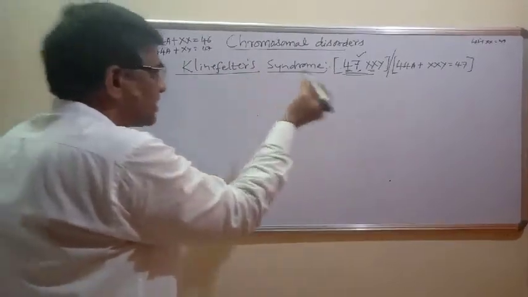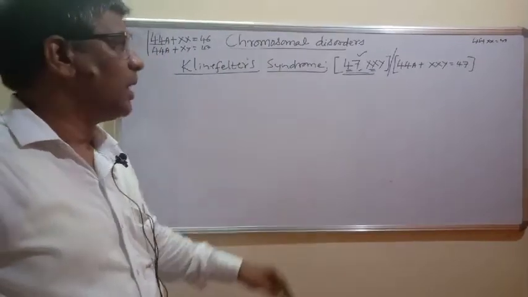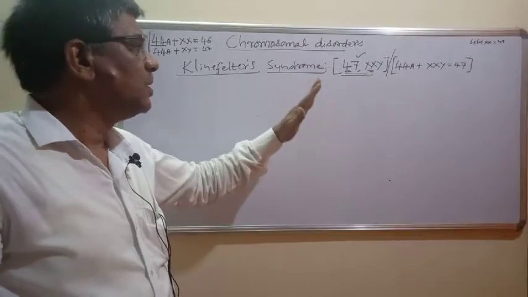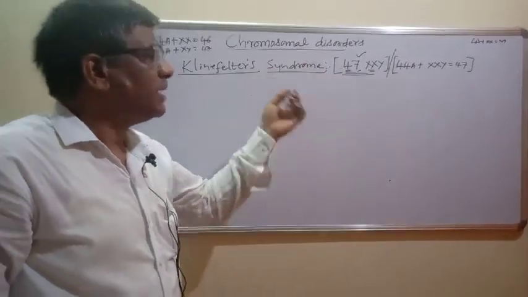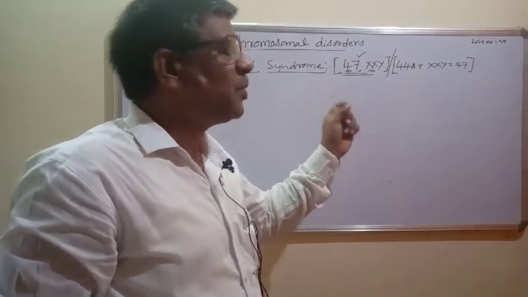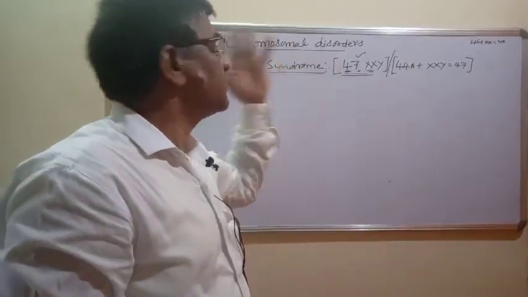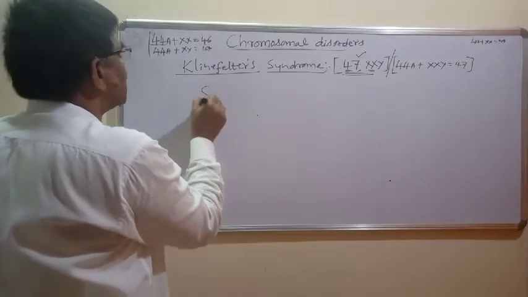Now, why does this disease occur? All these are because of non-disjunction, non-separation of chromosomes during meiosis. One egg will receive an extra chromosome and another egg will receive fewer chromosomes, and the egg or ovum or gamete which receives more chromosomes, if by chance it is fertilized with the sperm, then it develops into this kind of individual. So now, what are the symptoms?